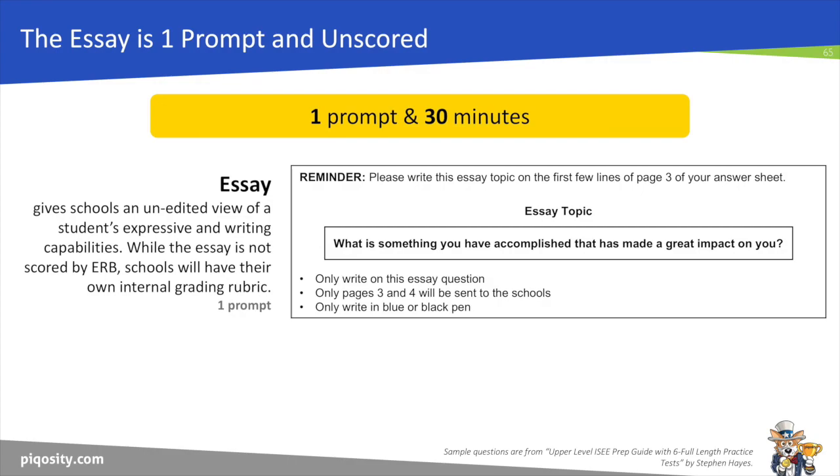After a 5 to 10 minute break, the last section of the ISEE is the personal essay. Students are presented with one prompt and are given 30 minutes to organize their thoughts and write them out. The essay is not scored by the ERB. Instead, schools receive a copy of the student's maximum 2-page essay and are allowed to draw their own conclusion.